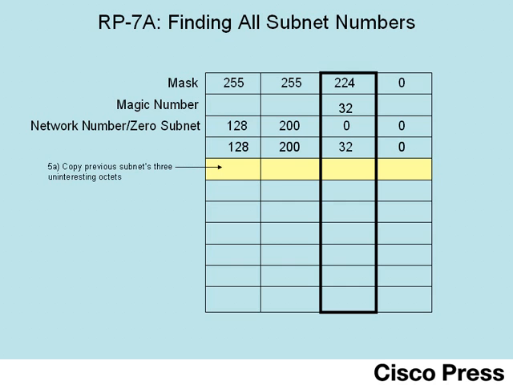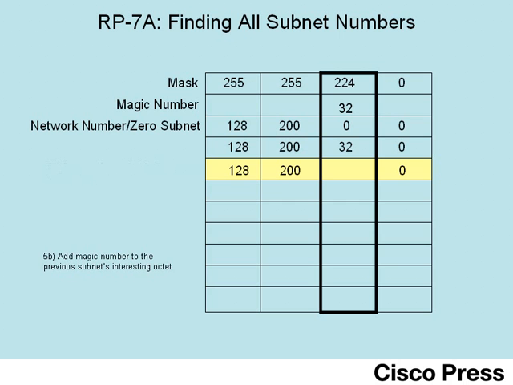So at step 5a, you copy the 3 boring octets down to the next subnet number's line, and then at step 5b, you add the magic number of 32 to the previous subnet number's value in the interesting octet, which is 32 in this case, for a value of 64. So the next subnet number is 128.200.64.0.